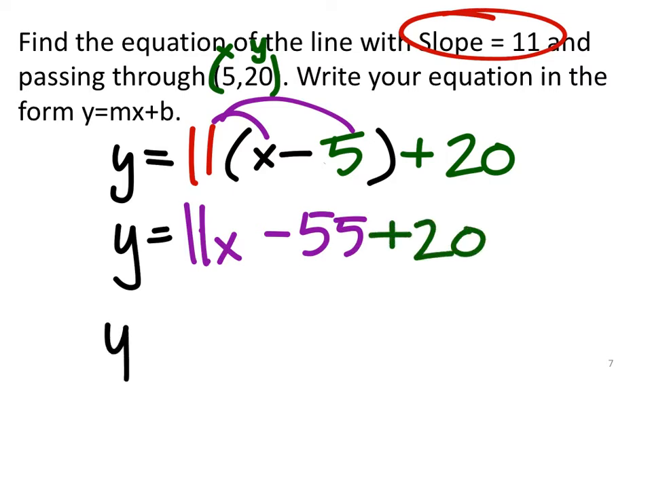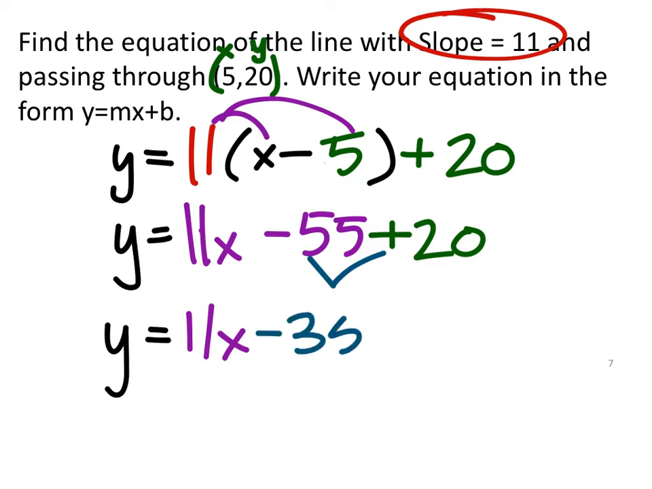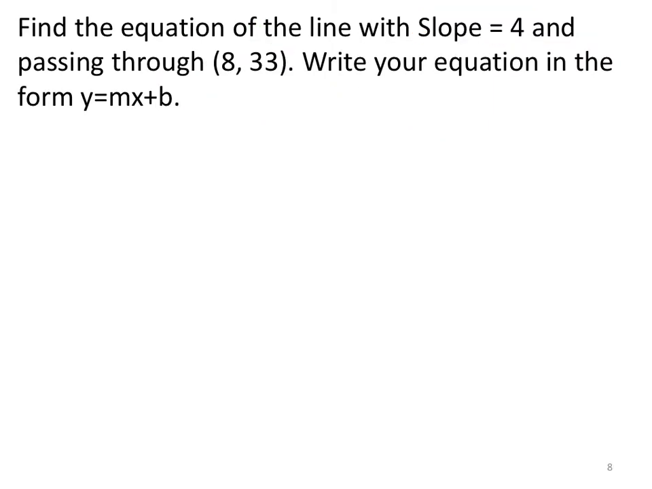Notice it's already setting up in kind of slope-intercept form because we got y equals 11x. We just got to combine negative 55 and 20, which is negative 35. And that is as far as I can simplify that thing. So that's my answer. Find the equation of the line with slope equals 4 and passing through the point 8, 33.